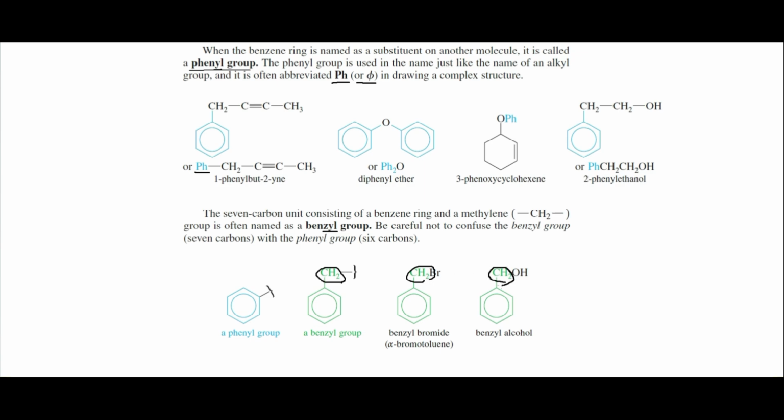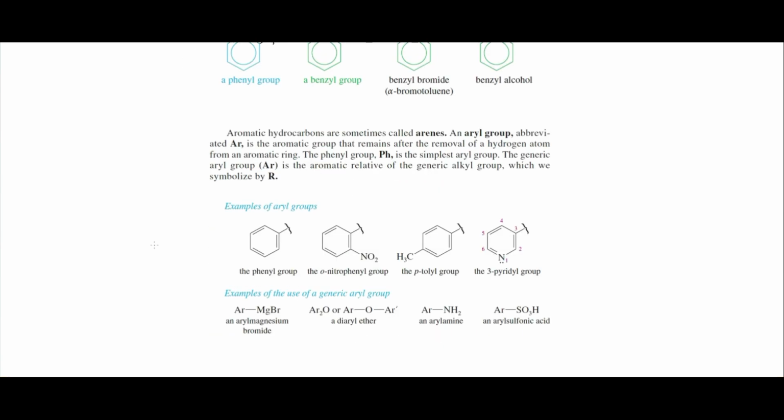So these would be the benzyl groups right there. It contains both the aromatic ring and that methylene group as part of it. These substituents can then also have their own substituents, and so we oftentimes call those aryl groups. So A-R-Y-L, like that. That would look something like this, where we have not just the aromatic ring, but also substituents coming off of the aromatic ring.